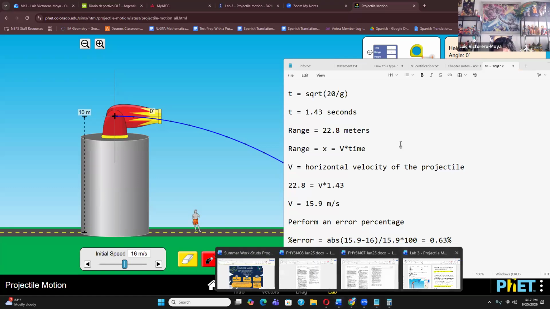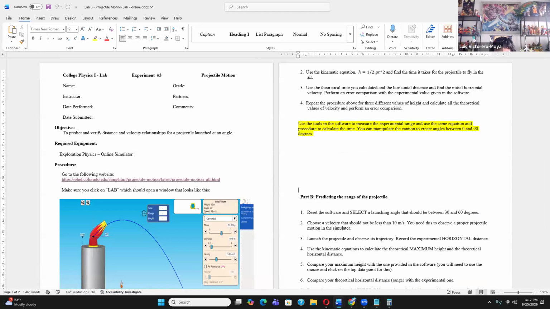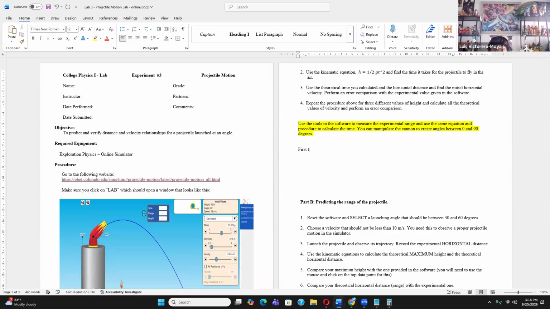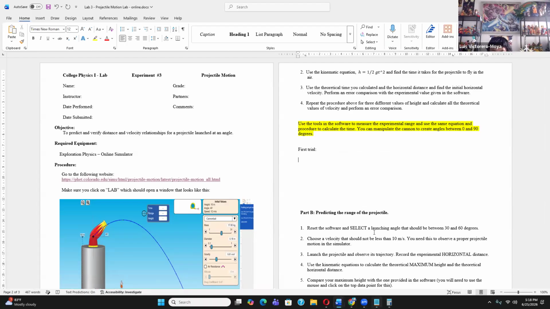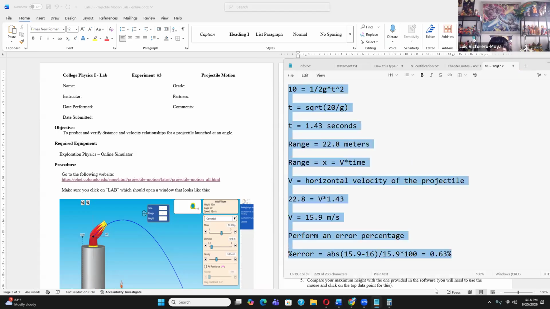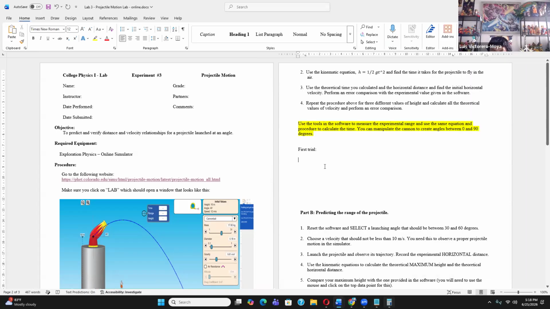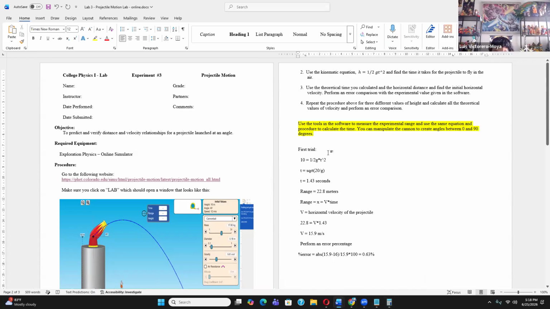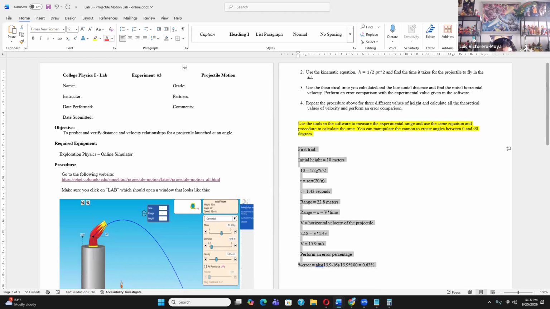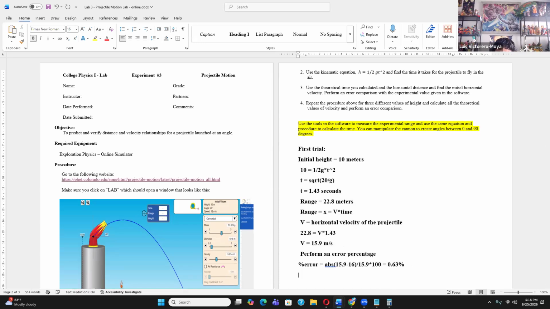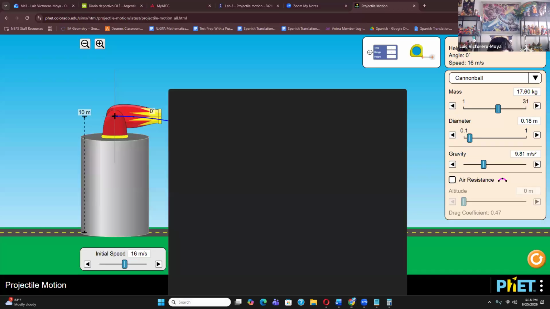The way I would suggest is you want to make some space here, and then you can do first trial, and then you can just copy this. Just be careful with the units. So I'll put there initial height in meters, and then there you are. Make sure it's good, that I can actually see it. And then you may want to have a snapshot of this. You can use a snipping tool.